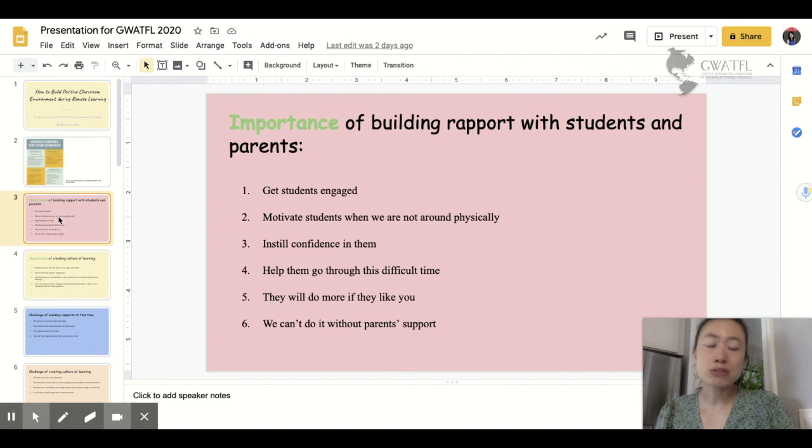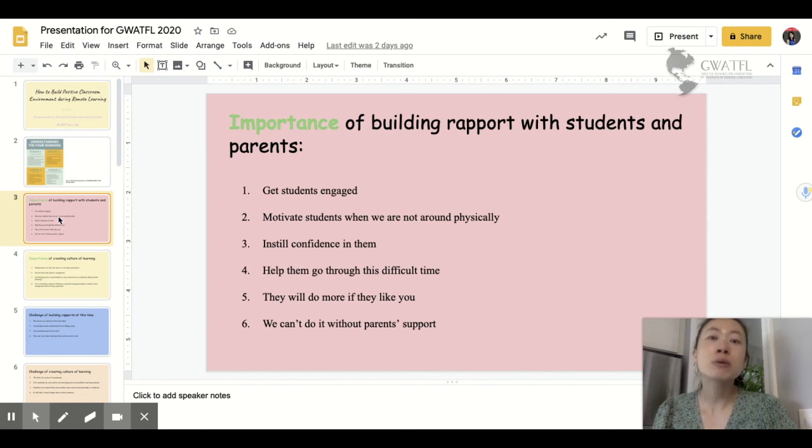The second reason is motivate students when we are not physically around. In a traditional classroom setting, we can move to wherever we want in the classroom and tap on student's shoulder. Hey, how are you doing? Do you need help? I see you're not on task. But at remote learning time, they don't see us being around, so they don't feel that sense of urgency. So through the Zoom screen or whatever online learning platform we're used, how do we motivate them when we're not physically with them?